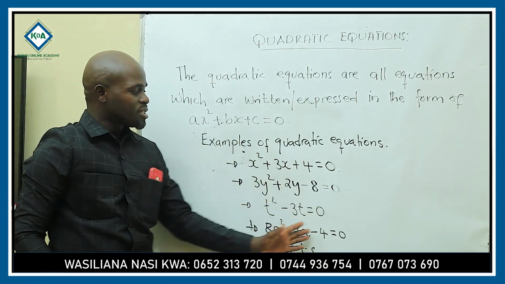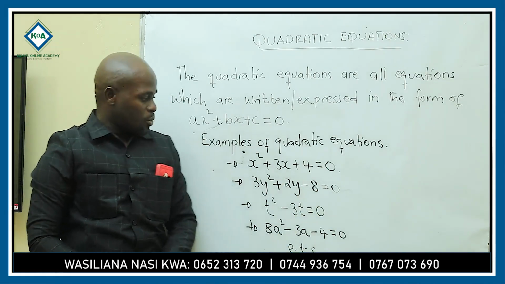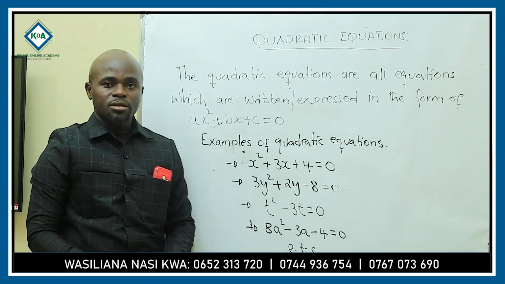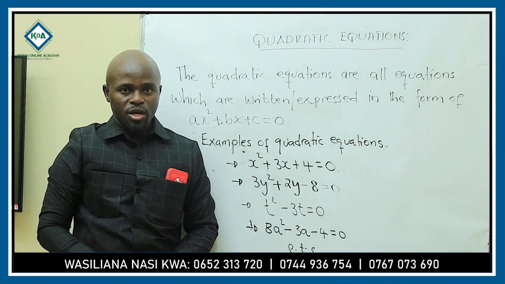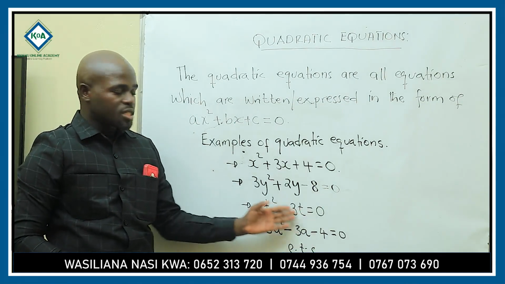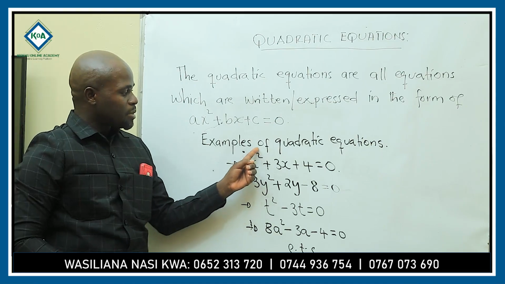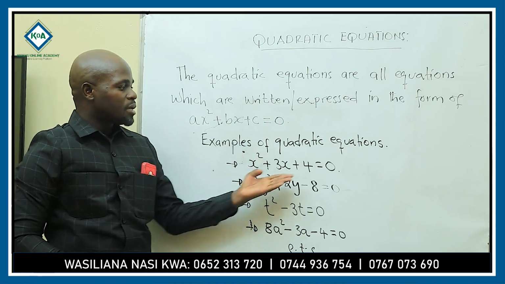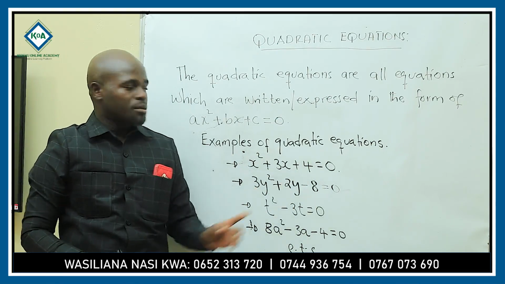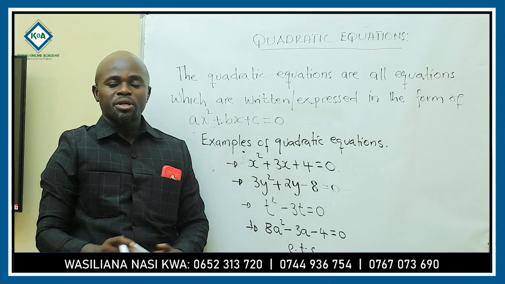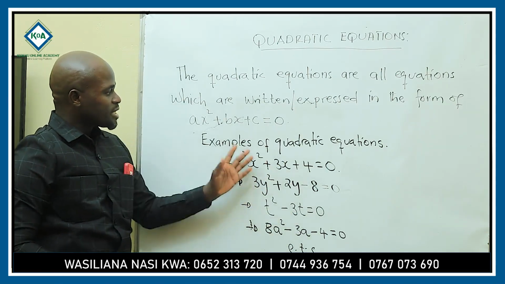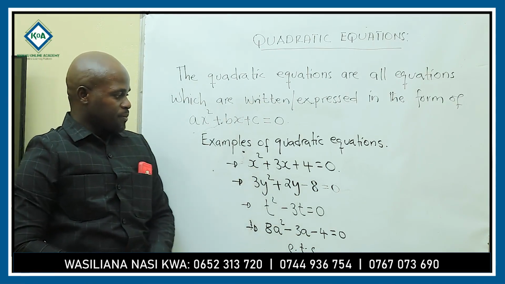Yes, so all of these and the other examples, whereby the highest power of the variable is 2 and the expression has two sides, are called quadratic equations. So the only thing to observe in a quadratic equation is that the highest power of the variable must be 2 and there must be an equal sign which separates the two sides, the right-hand side and the left-hand side. So all of these are examples of quadratic equations.